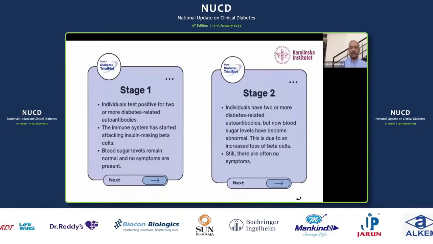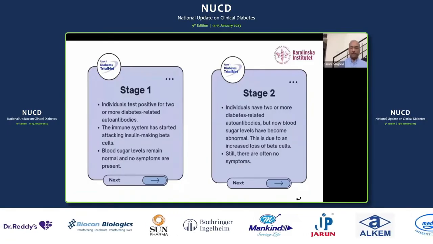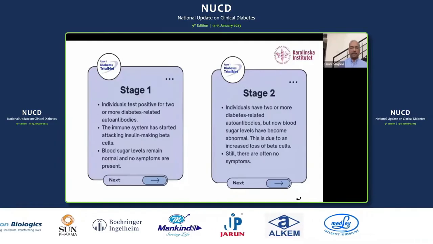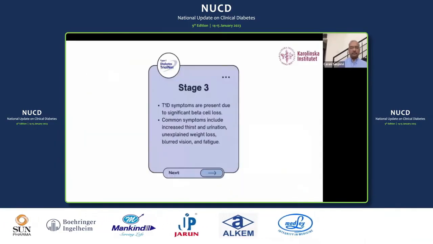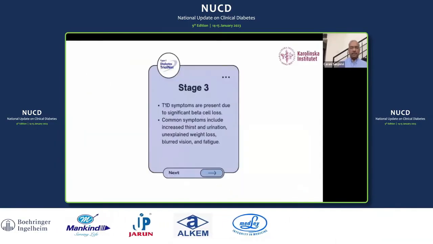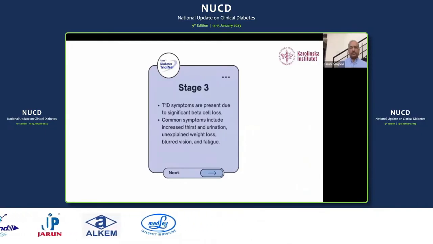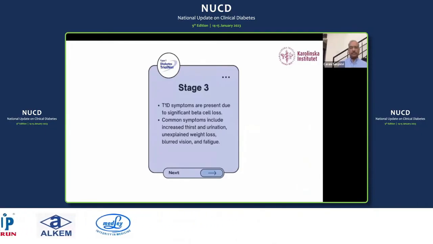But these antibodies are only markers for the disease, which is very important for us to measure in order to identify who are likely to develop type 1 diabetes. Stage 3 is important. Type 1 diabetes symptoms are present, and it is due to the significant loss of beta cells. Almost 90% of the beta cells are lost at this stage.